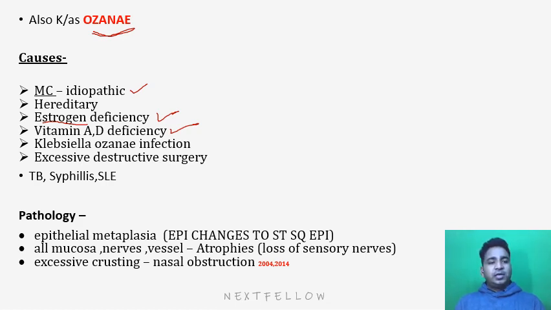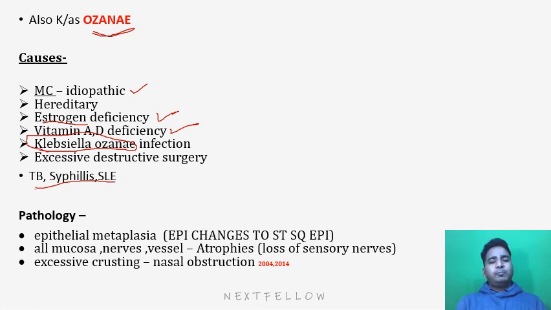Then there is an infection with a bacterium known as Klebsiella ozaenae. This is the bacterium which is mainly found in patients of atrophic rhinitis, leading to more and more atrophy of the nasal structure. And then any surgery which causes extreme destruction, suppose we are treating mucormycosis or black fungus which was seen in the corona period. So excessive destructive surgery which involves removal of major nasal structures may also lead to atrophic rhinitis. And TB, syphilis or SLE may also aggravate the atrophic rhinitis process.